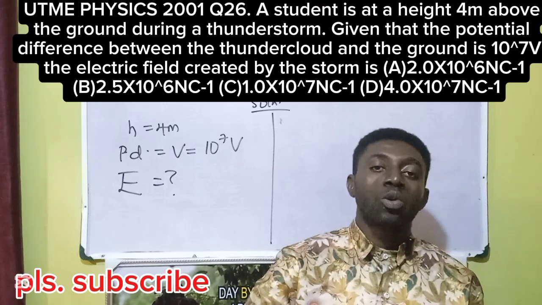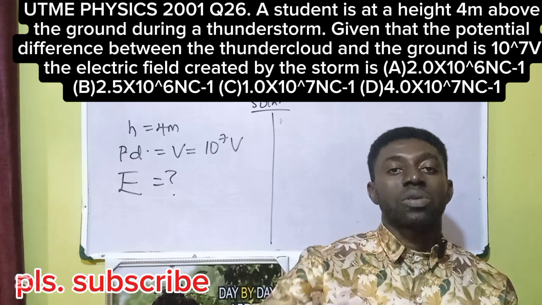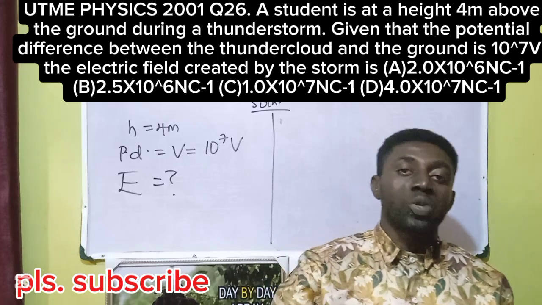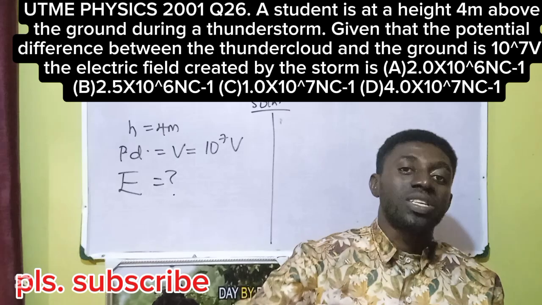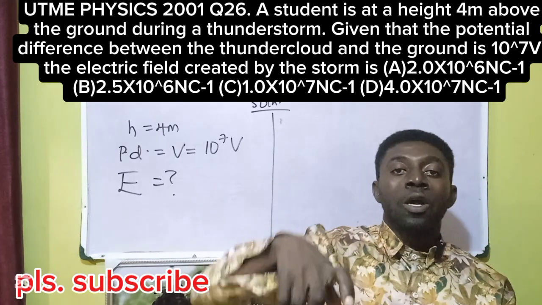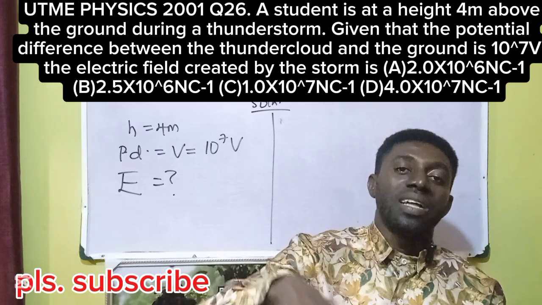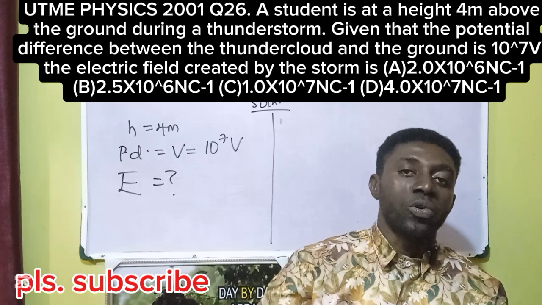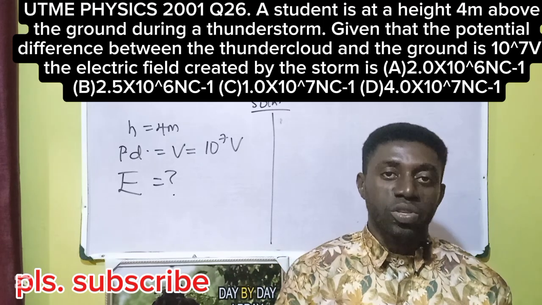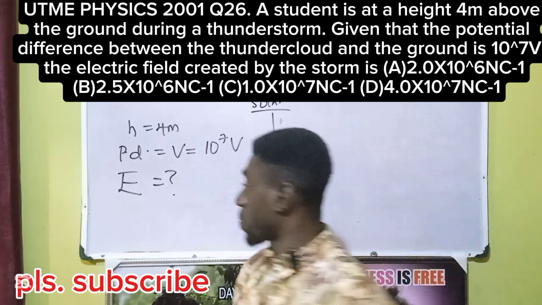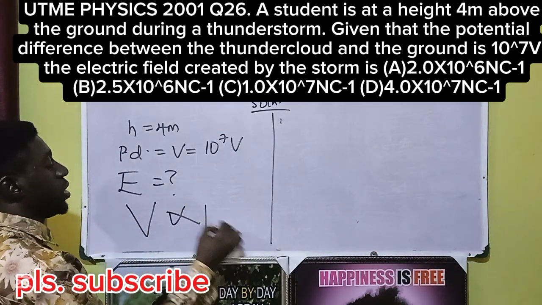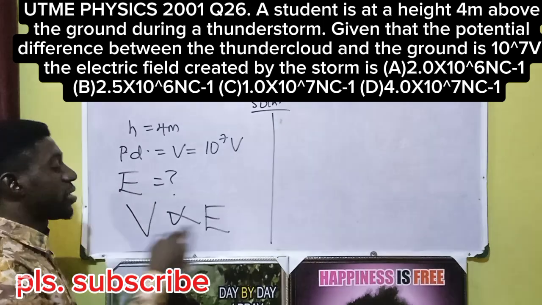If you have a good understanding of your electric force, Coulomb's electric force, you'll be very much aware that there is a connection between potential difference or the voltage and the electric field intensity. The potential difference is directly proportional to the electric field, and the proportionality constant there is radius or height. What am I saying? I'm saying that V is directly proportional to E.